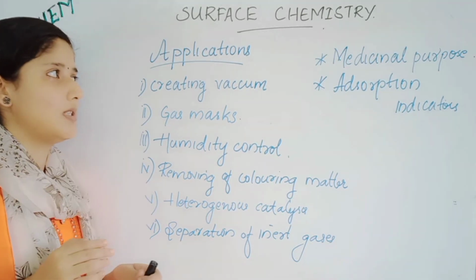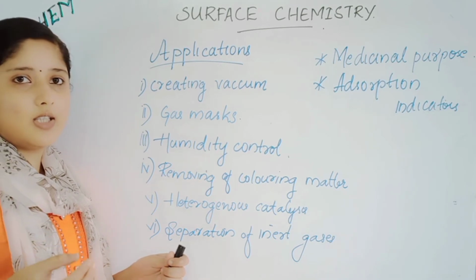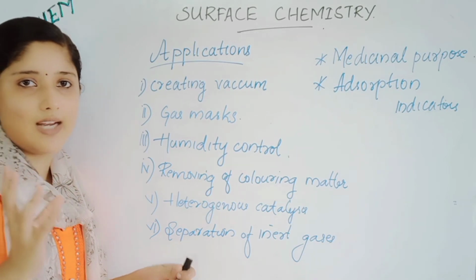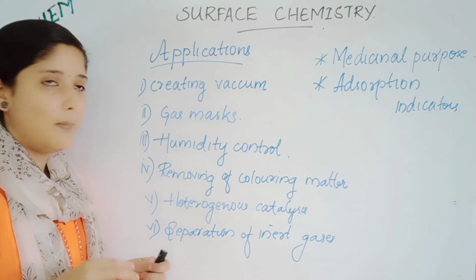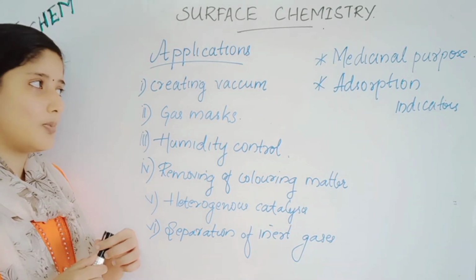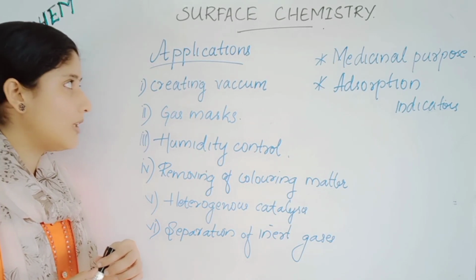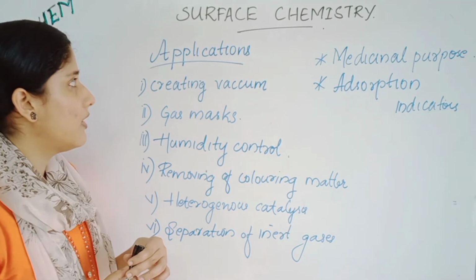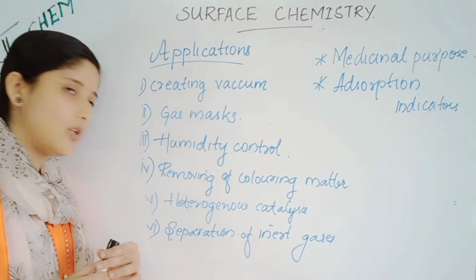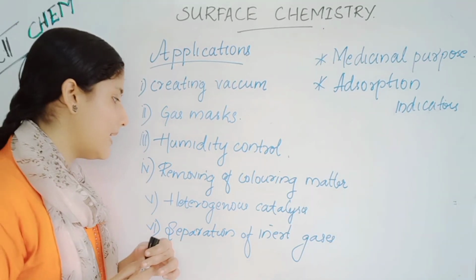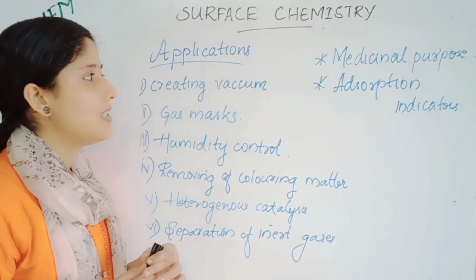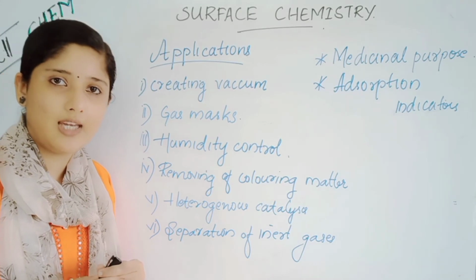Next is medicinal purpose. Certain medicines, when we take them, adsorb the bacteria and make them inactive. That is the purpose of adsorbents in medicine. Next application is adsorption indicators. It is also used as adsorption indicators. These are some of the important applications of adsorbents: creating vacuum, gas mask, humidity control, that is moisture control, removing coloring matter, heterogeneous catalysis, separation of inert gases, medicinal purpose, and adsorption indicators.